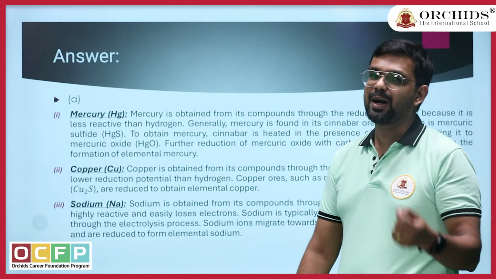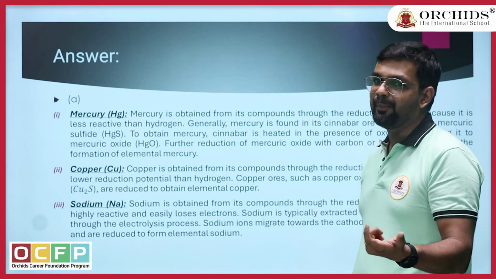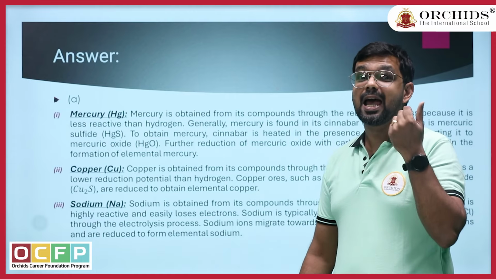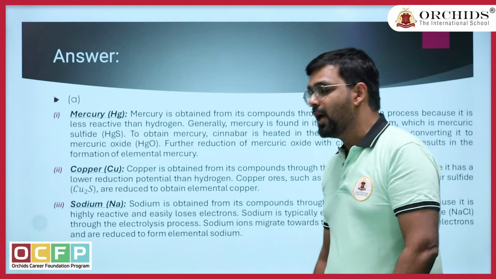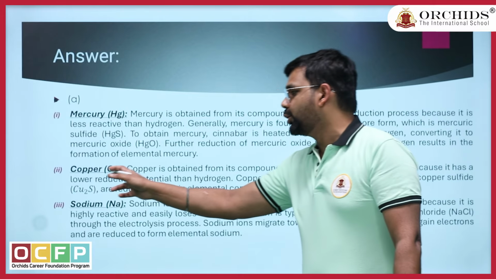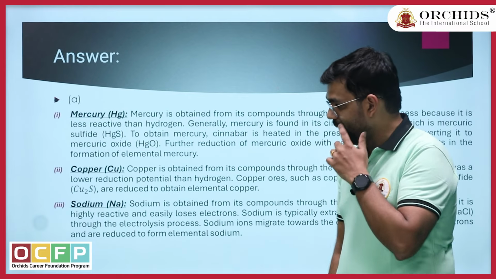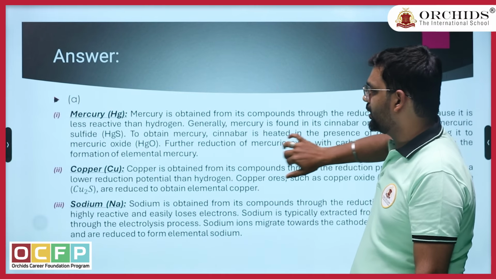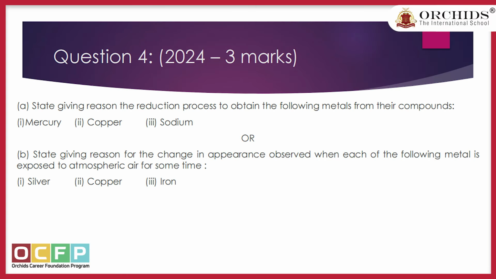So what do we use? What is the method that we use to refine them? Are you able to get it? It is called electrolytic refining. So electrolytic reduction is used to obtain sodium metal. So this completes the first question of this choice question. What about the second question?